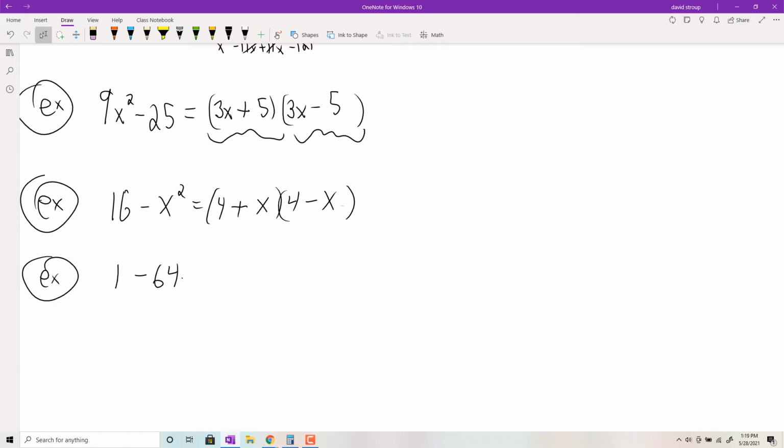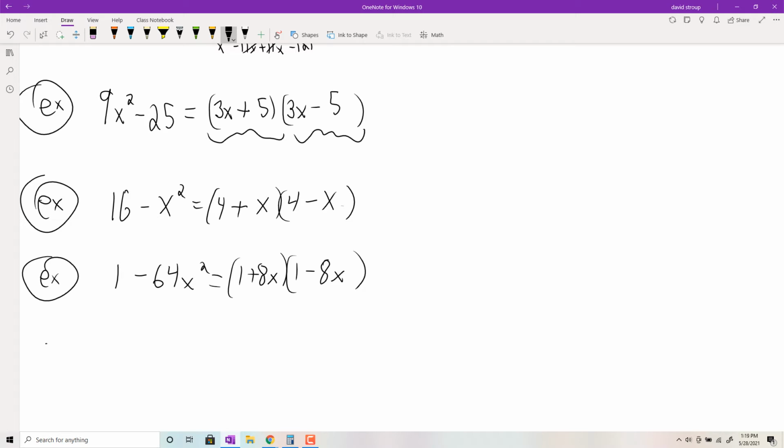This one always tricks people because they think, well, is 1 a perfect square? Yeah, it is. 1 times 1 is 1, right? And then you go plus, minus, 64. So you're kind of thinking, what is a square root, if you know what square roots are? The square root of 64 is just 8. So 8x times negative 8x will give me the negative 64x squared.